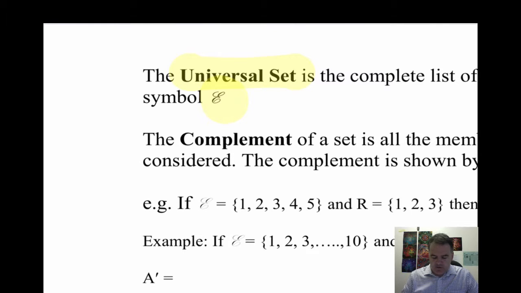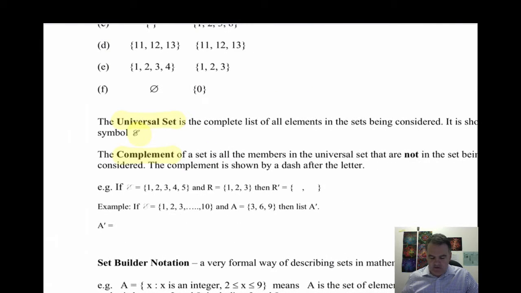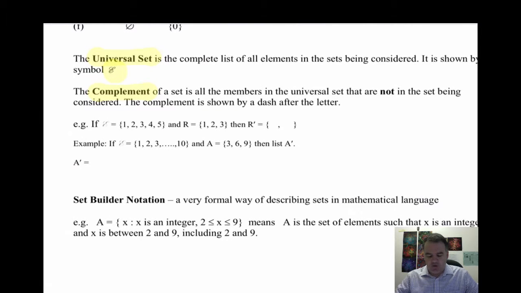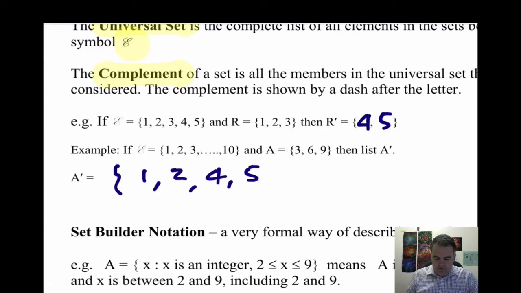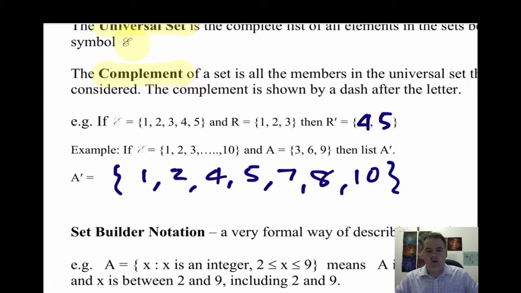Okay, complement is another one you need to know. The complement of a set is all the members of the universal set that are not in the set being considered. Okay, so if the universal set is 1 to 5, and we've got R as 1, 2, and 3, then the complement of R is 4 and 5. It's everything outside of R. If the universal set is 1 to 10 and A is 3, 6 and 9, then the complement of that is 1, 2, 4, 5, 7, 8 and 10. It's just everything outside of that set. Okay, cool.